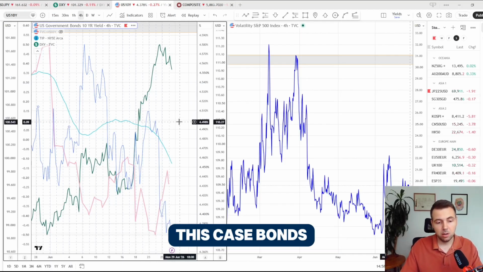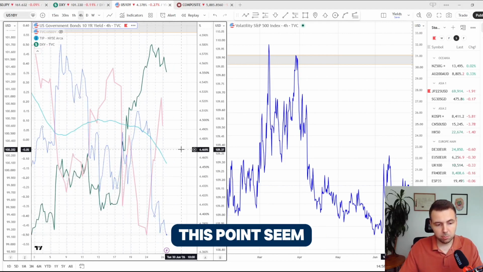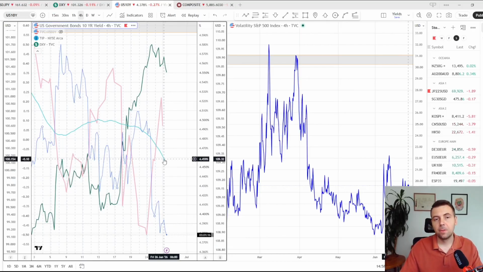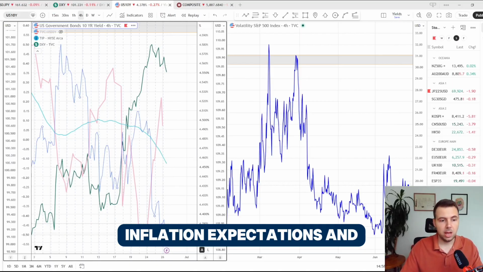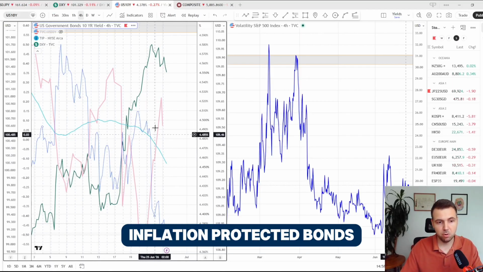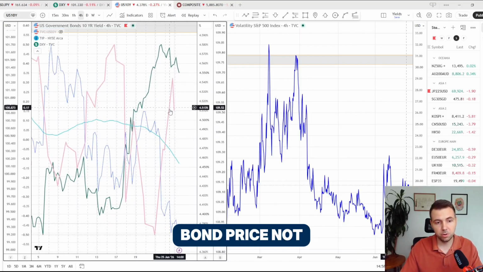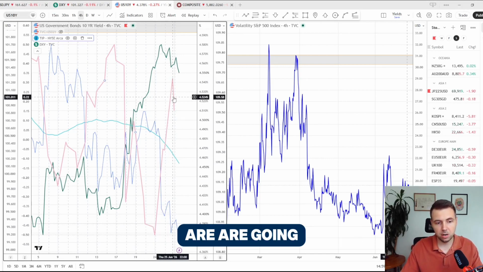In this case, bonds should sell off. However, bonds at this point seem to be tracking oil, as bonds represent more of inflation expectations. And if we look at TIPS, the inflation protected bonds, the pink line, the pink line is actually the bond price, not the yield. So the bond price of TIPS, inflation protected bonds, is going higher at the same time.